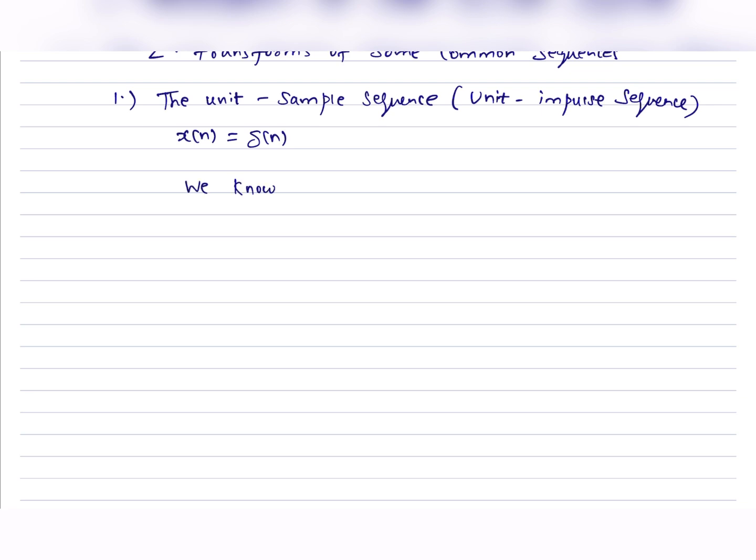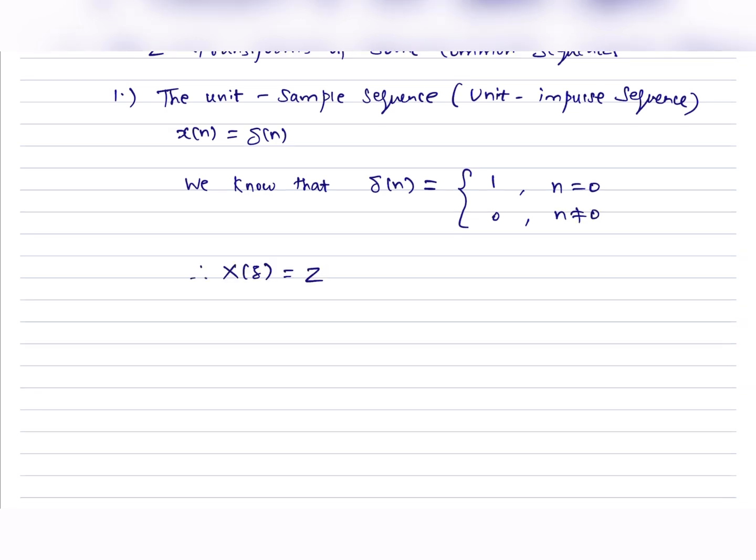That is the unit impulse sequence, and we know that delta of n is equal to 1 when n equal to 0 and delta of n equal to 0 when n not equal to 0. Also we have the z transform X of z equal to Z of x of n, which is equal to summation of Z of delta of n, which is equal to summation n equal to 0 to infinity delta of n z power minus n. So this is the z transform formula.